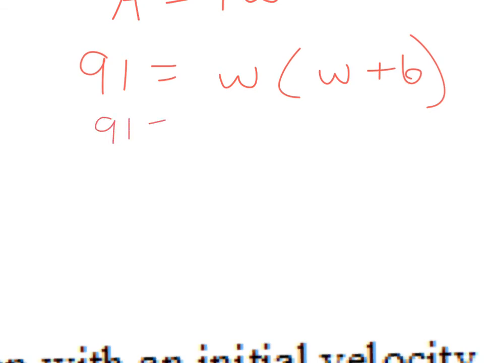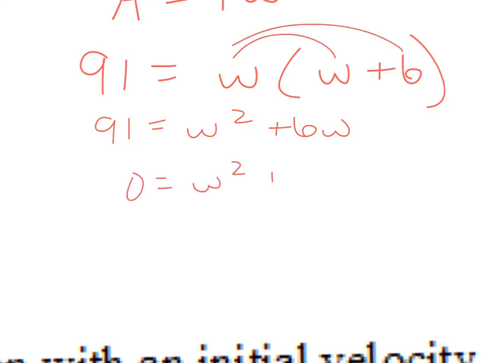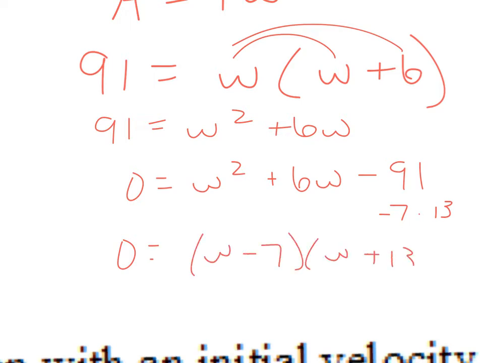So 91 equals W squared plus 6W. Okay, now subtract the 91 over. So I get W squared plus 6W minus 91. Okay, let's see, 91. Okay, 7 and 13 work. And then I'm going to make the 7 negative, so I get a positive 6 out of that. So I'm going to get W minus 7 and W plus 13.